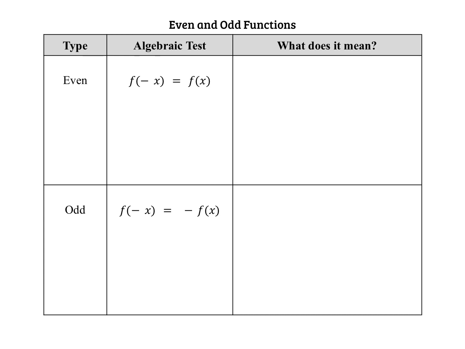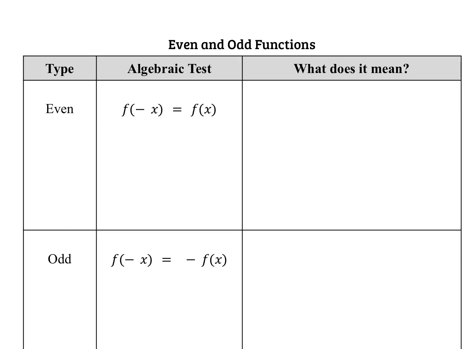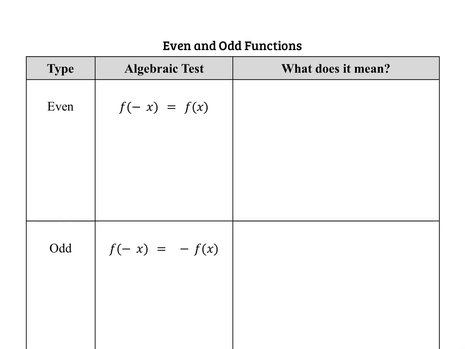So first, an even function. There is an algebraic test for this, which is kind of the mathematical definition of an even function. So here's the algebraic test. It says f of -x equals f of x. So what does this mean?